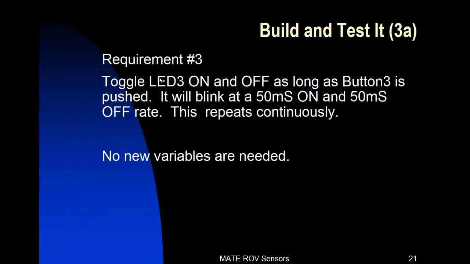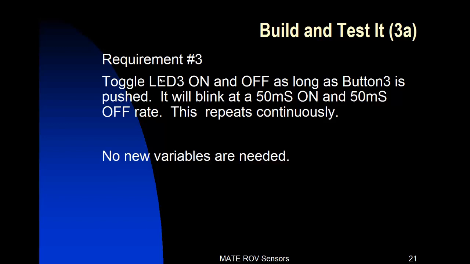Well, let's get to requirement number 3. You're going to toggle LED 3 on and off as long as button number 3 is pushed. It'll blink at a 50 millisecond on and 50 millisecond off rate, and this will repeat continuously. There will be no new variables needed for this.